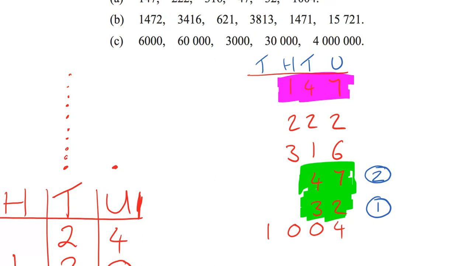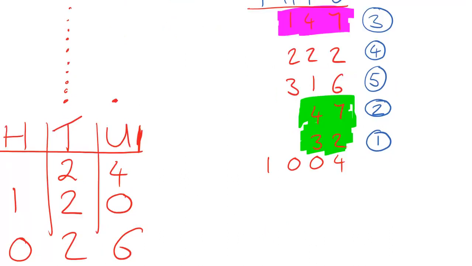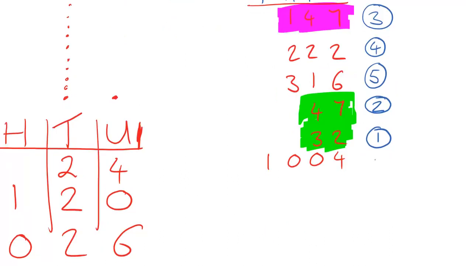The next one up from there is going to be 222, because it's only got 200s compared to the 3 in the 316. So we'll say this is the fourth number, this is the fifth number, and then let's put that one with the thousands. That's got to be the biggest one. That's going to be our sixth number.